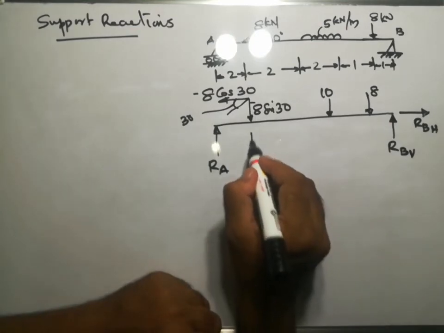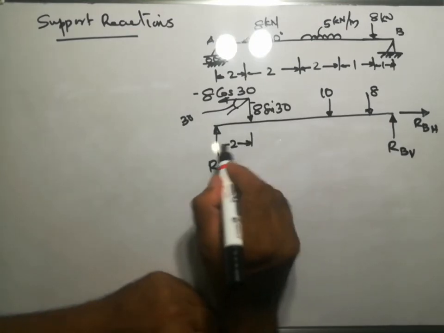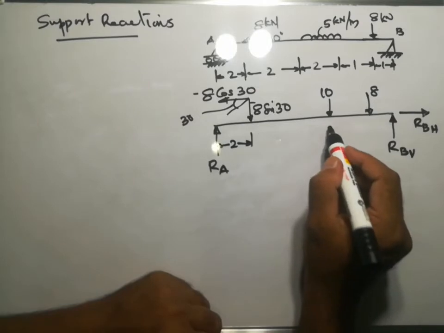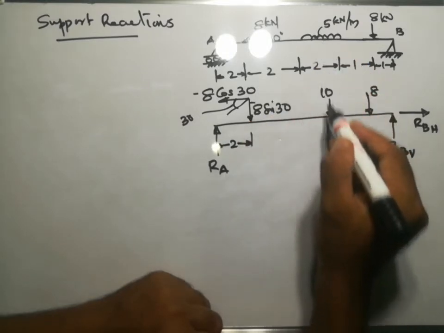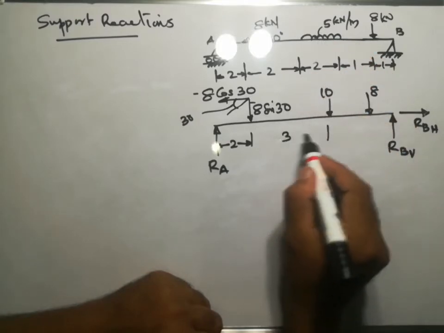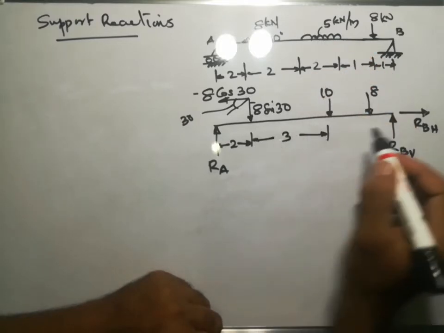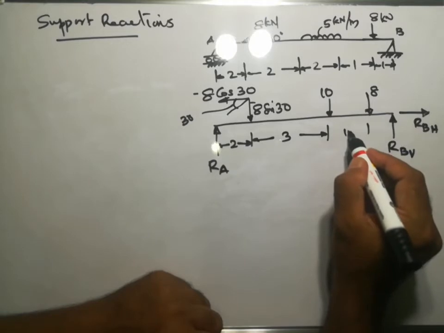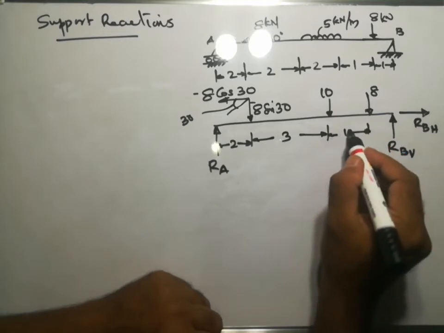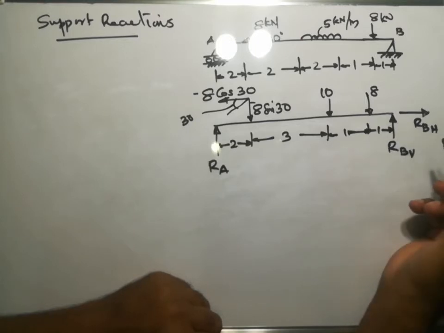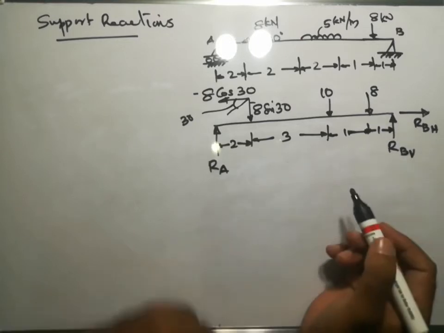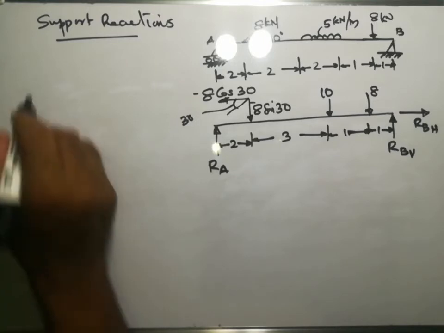So this distance is 2 meters. This is 2 plus 1, 3 meters. This is 1 meter, and this is also 1 meter. Okay, now we will apply the equations.